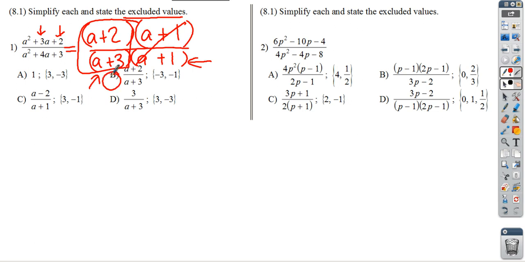Okay, so actually I think I misspoke. A equals negative 3 would be excluded, and a equals negative 1 would be excluded. I might have said the positive versions of those, but those are what would cause the bottom to be, sorry, to be 0.